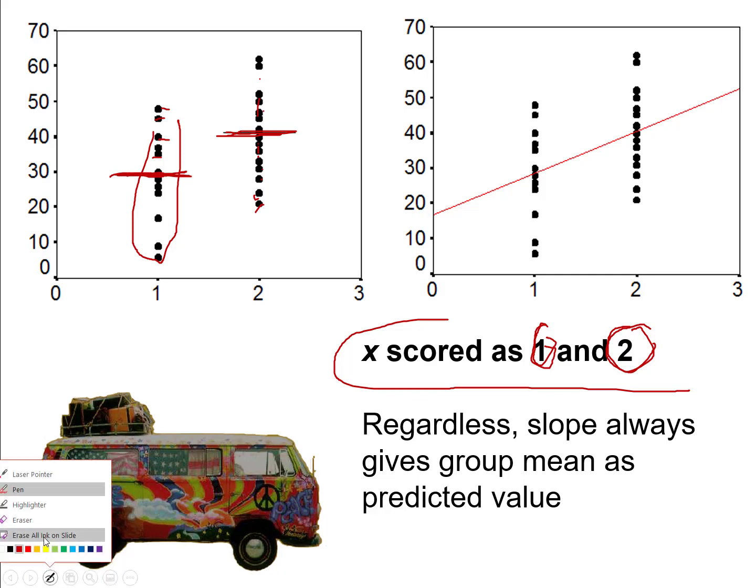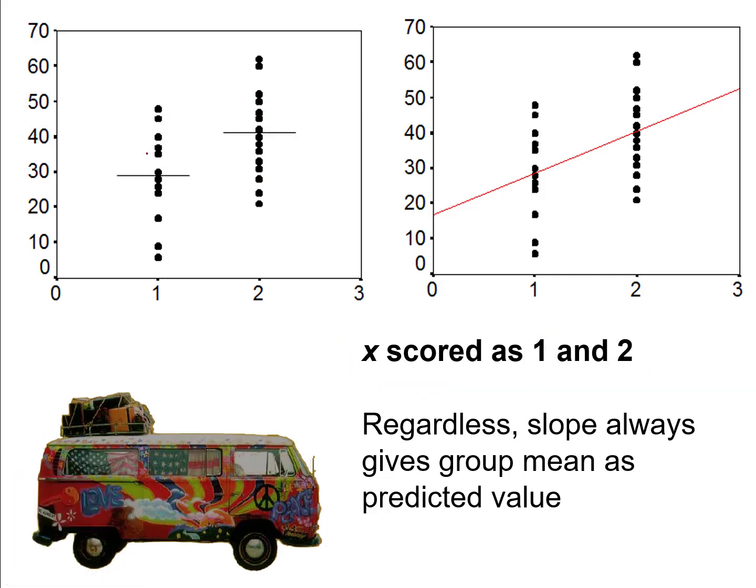And so recall that if we're doing the group comparisons approach, each person's predicted score is simply their group mean. So if the mean for group 1 is right here, about 30 or so, then everyone in group 1, their predicted score is 30. And the mean for group 2 is right here, a little bit higher than 40. So everyone in group 2, their predicted score is right here at 40.